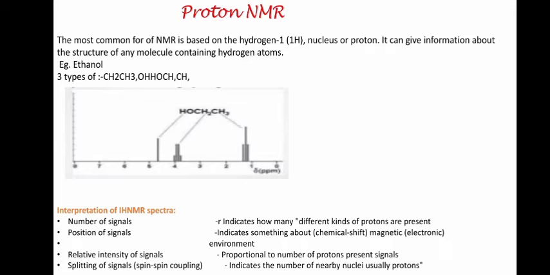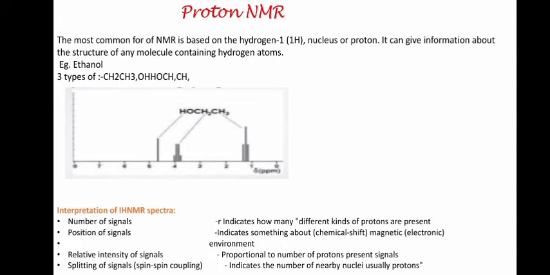Proton NMR. The most common form of NMR is based on the hydrogen-1, that is 1H, nucleus or proton. It can give information about the structure of any molecule containing hydrogen atoms. Example: ethanol. Interpretation of 1H NMR spectra.